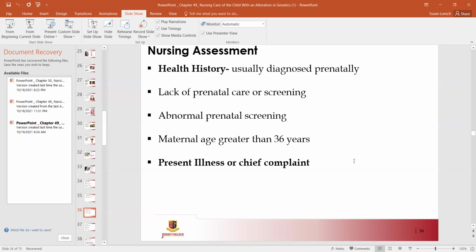The older infant or child known to have Down syndrome is often admitted to the hospital for corrective surgery or some complication of the disease, such as an infection. So get a full description of the present disease, the chief complaint.